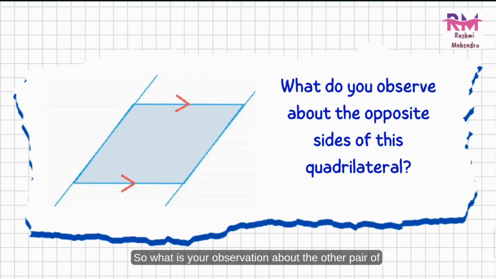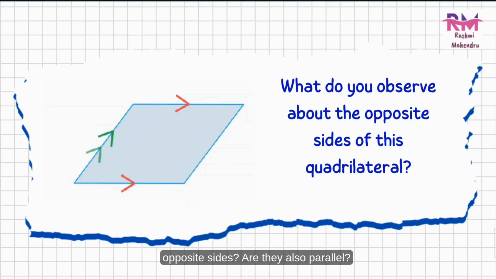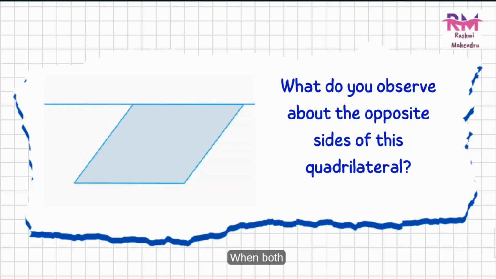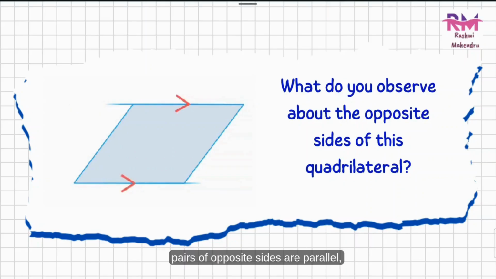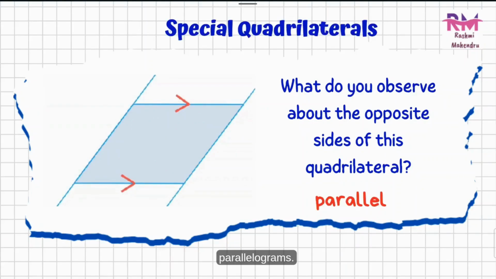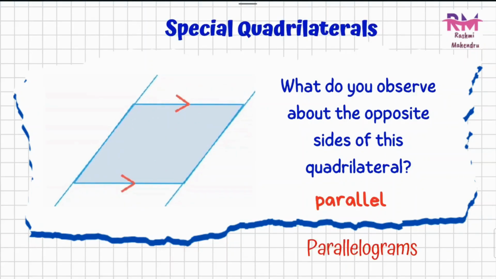So what is your observation about the other pair of opposite sides? Are they also parallel? Absolutely. And this is also indicated by the green arrows. This is the defining characteristic of a parallelogram. When both pairs of opposite sides are parallel, such special quadrilaterals are called parallelograms.